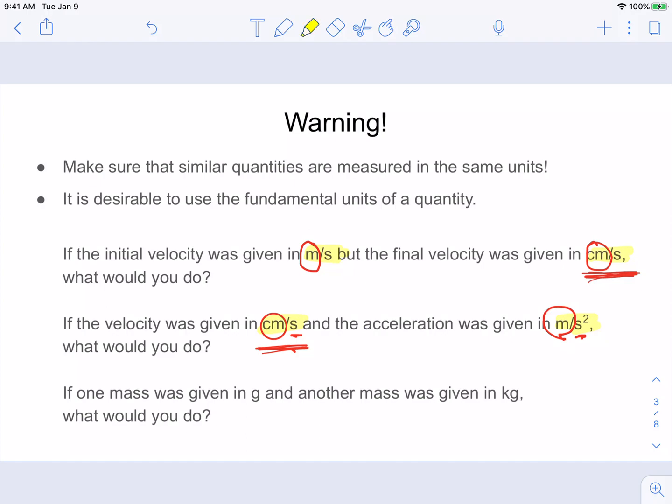And then one last one. If one mass was given in grams and the other was given in kilograms, what would you do? Now, this is where I'm going to go back to the second bullet point here. It is desirable to use the fundamental units of a quantity. So I am going to choose to convert grams to kilograms, because kilogram is our fundamental unit for mass. So I would convert grams to kilograms before I would start the problem.